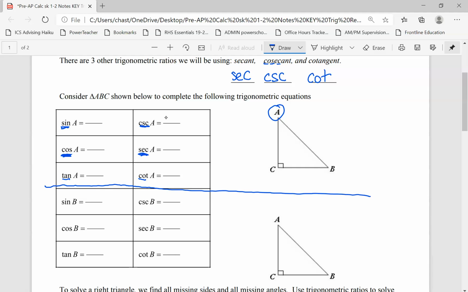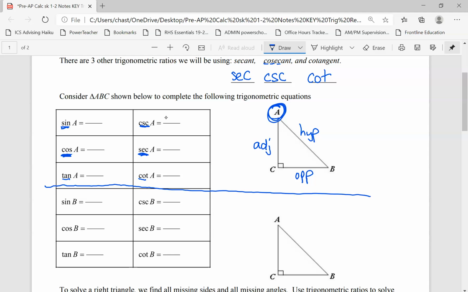Okay, so on this triangle, let's look at angle A here. We have our opposite side here, which would be BC. Our hypotenuse side is AB, and AC would be our adjacent side. It's the side length next to the angle. Hypotenuse is always across from the right angle, so that is why we label the triangle as such.